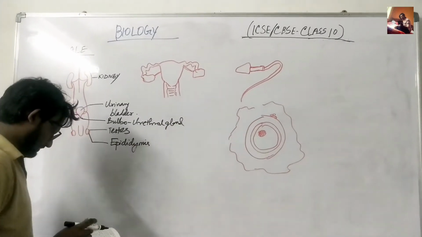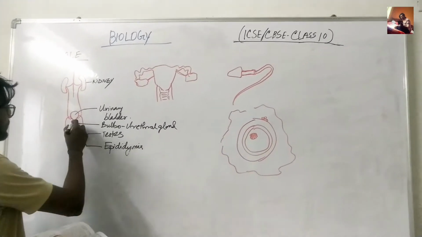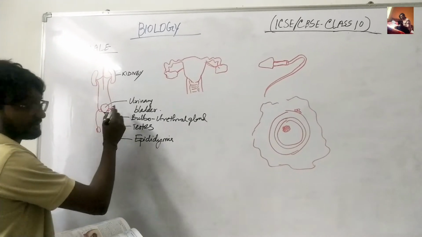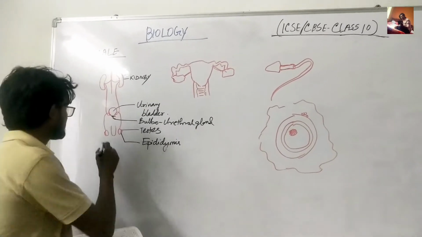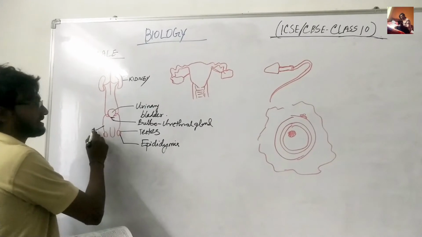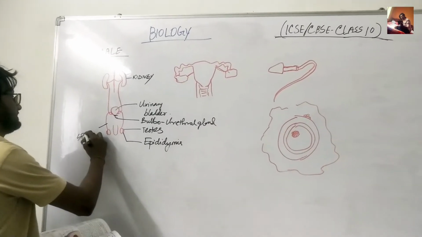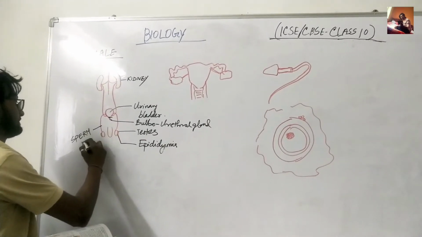And like this is mainly the opening for urine or sperm to come out. This is the spermatic duct, this one. This is the sperm duct. Okay, this is the sperm duct.